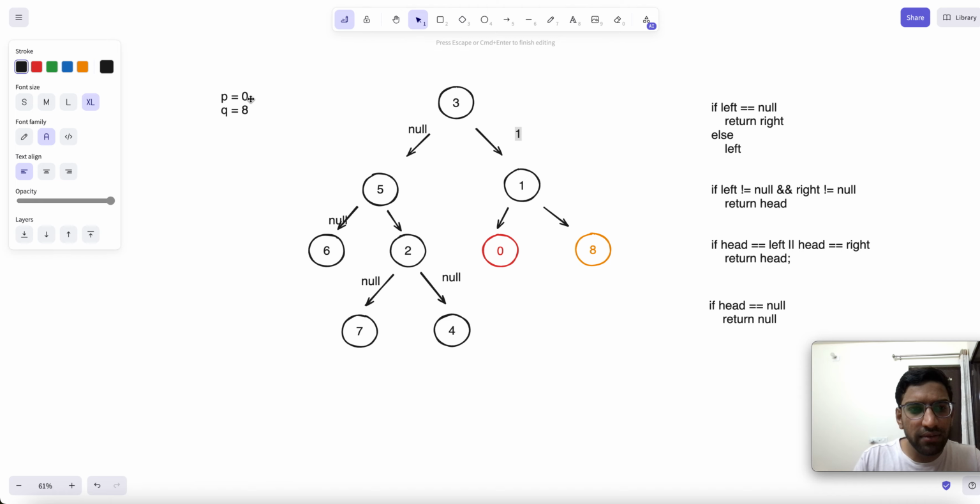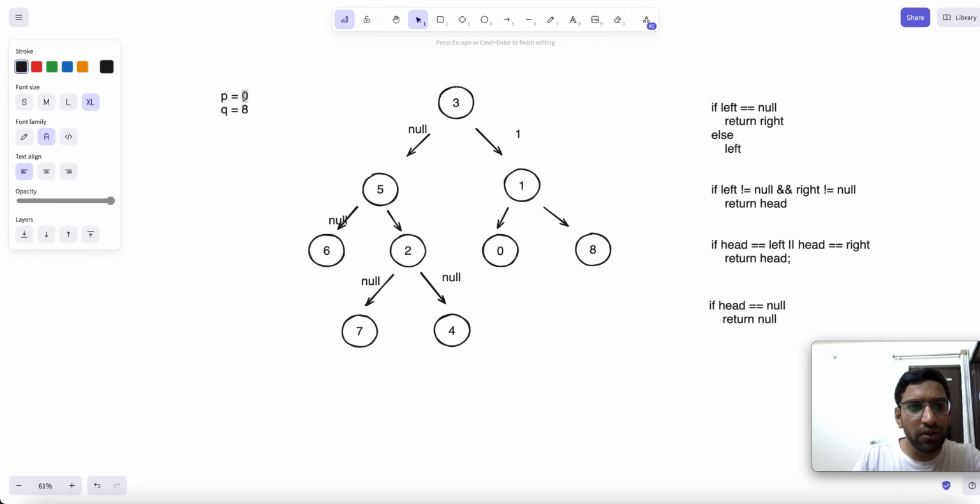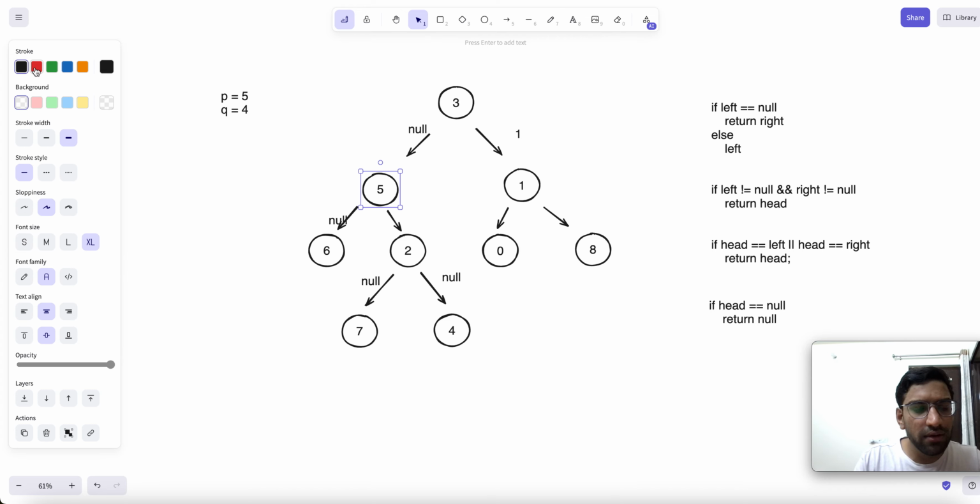And now let's change our test case also. So let's make it again black color. Now let's change the value of P to 5 and Q to 4. So this is the case where the node can be descended of itself. So the answer for this is 5, right? Because 5 is connecting with itself also and with the 4 also, right?